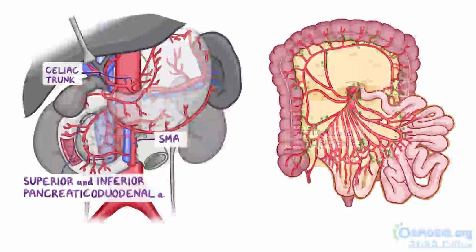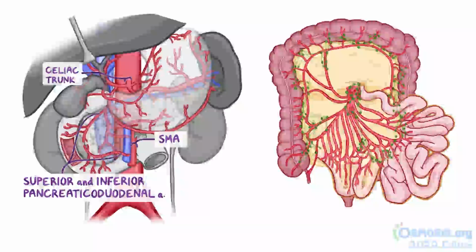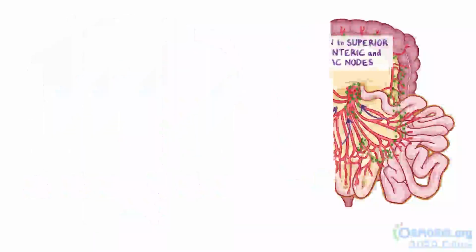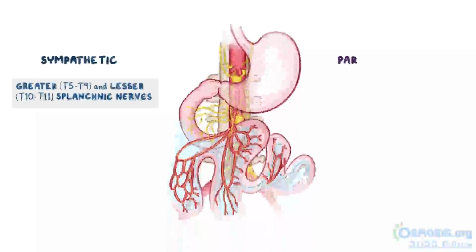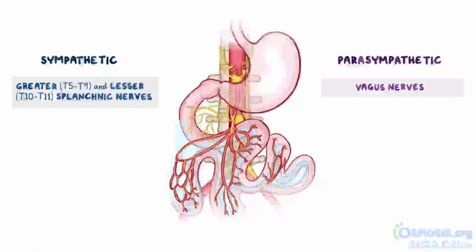Lymphatic drainage follows the nodes of the arteries supplying the small intestine, which eventually go on to drain into the superior mesenteric and celiac nodes. Sympathetic innervation comes from the greater and lesser splanchnic nerves, while the parasympathetic fibers derive from the vagus nerves. Visceral afferents for pain travel with sympathetic nerves, and reflex sensation with parasympathetic nerves.